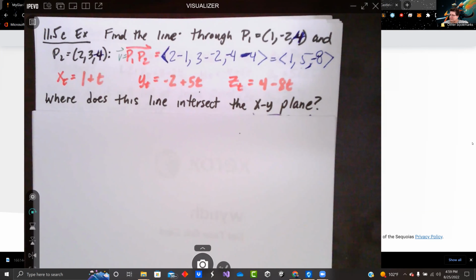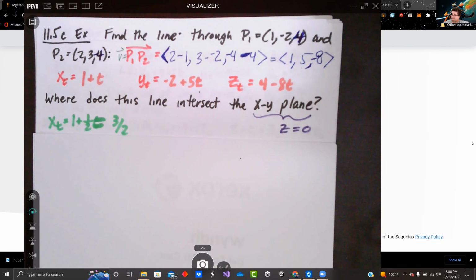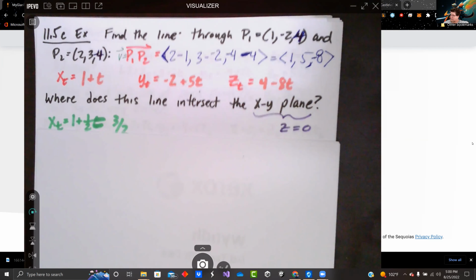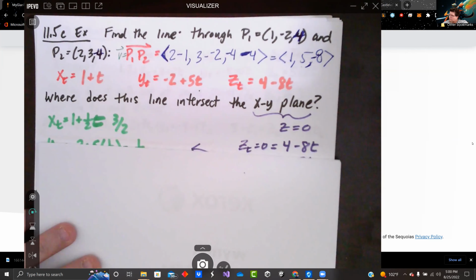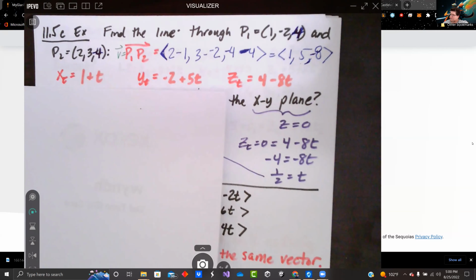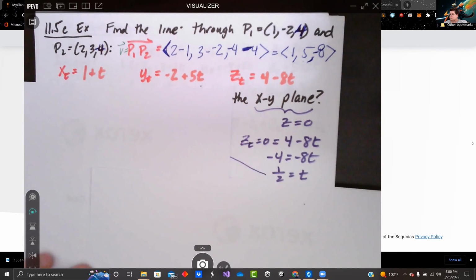You might be wondering, where does this line intersect any of the planes? Here's a way you can find out. The XY plane is when Z equals 0. So let's go through and find when Z equals 0. If I say Z equals 0, I've got 0 equals 4 minus 8t. I can solve for t, and I'm going to get 1/2.